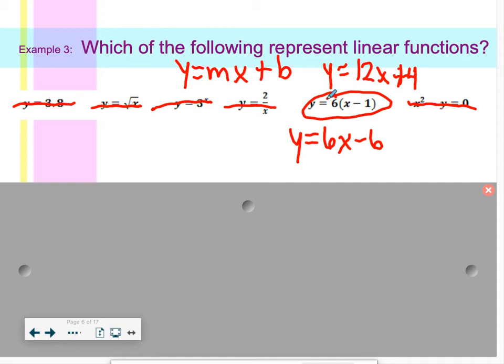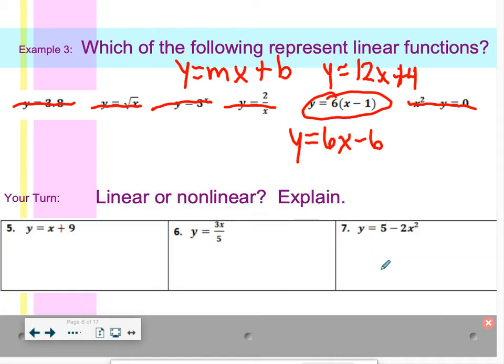Okay, so you guys see if you can tell on 5, 6, and 7 which ones work and which ones don't. This is the hardest part. Is it linear or is it not? I'll give you a hint. 2 out of the 3 work. And it's kind of tricky, and I'm sorry. 2 out of 3 work.